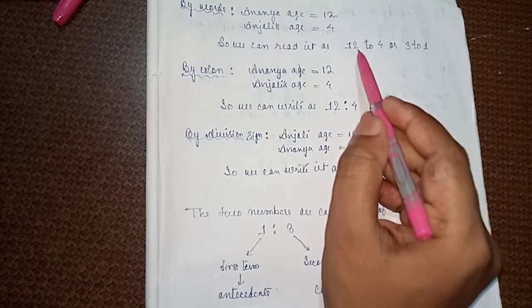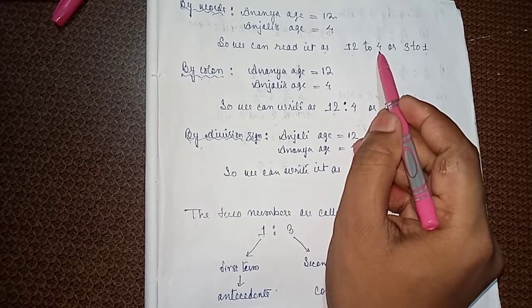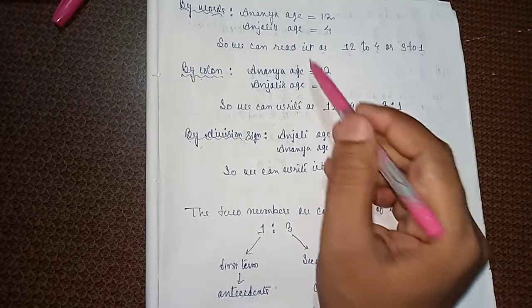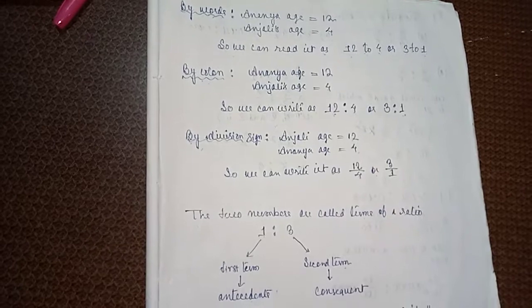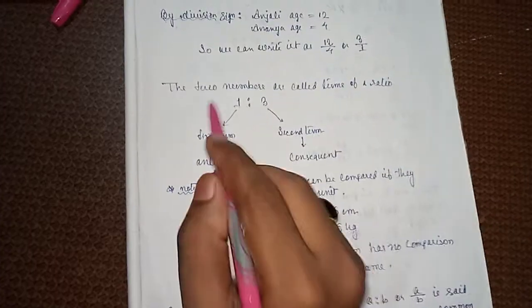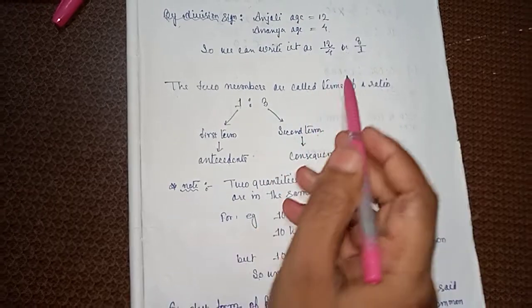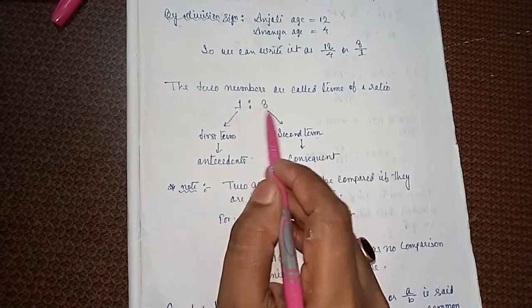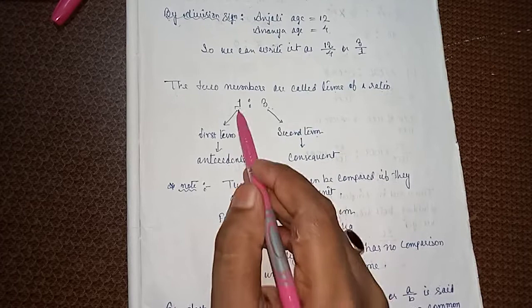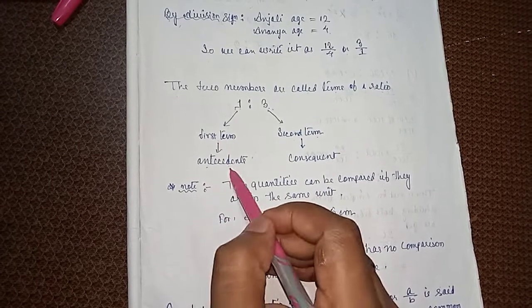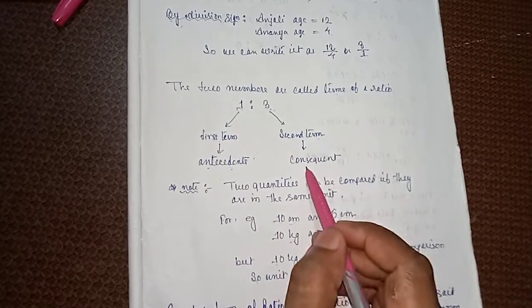Now we have seen that in all the methods we have used 2 numbers. The 2 numbers are called terms of a ratio. The first term we call the antecedent, and the second term is known as the consequent.